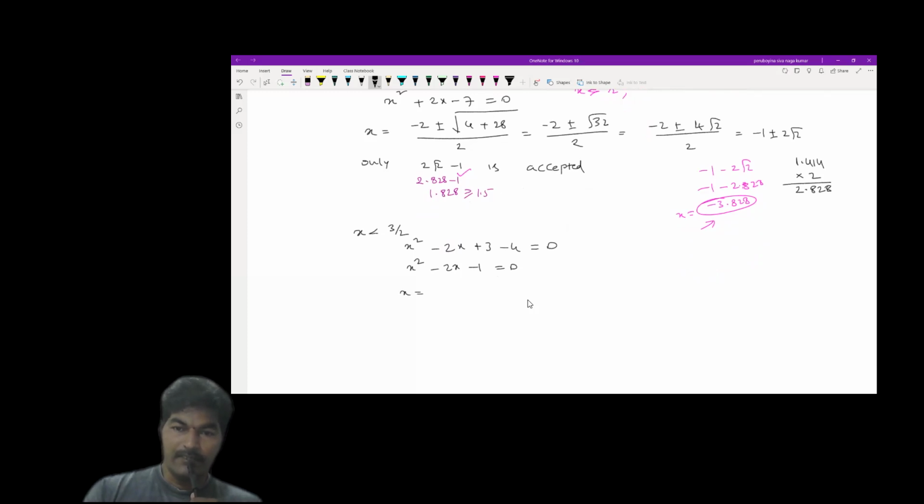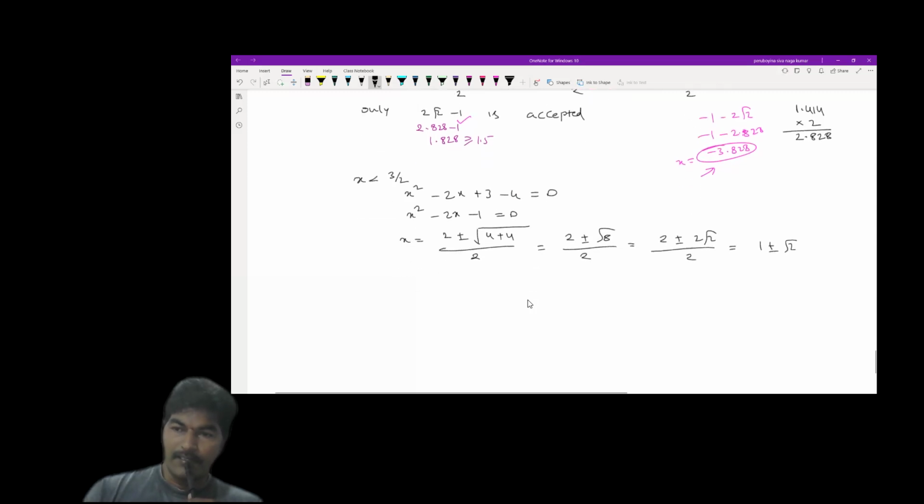X is equal to minus b plus or minus root of b square minus 4ac by 2a. It is 2 plus or minus root 8 by 2. That means 2 plus or minus 2 root 2 by 2. And it will cancel 2, so 1 plus or minus root 2. So are both accepted or not?